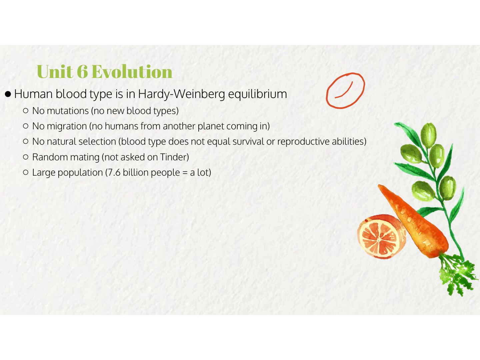And this is true. You don't read in the news reports or see posted on Facebook that a new blood type has been discovered. So no mutations is something that these red blood cells, or the carbohydrates on those red blood cells, are following. The next is no migration. So in our case for humans, that would mean other humans from a different planet are coming in and bringing in different ratios of these blood types.